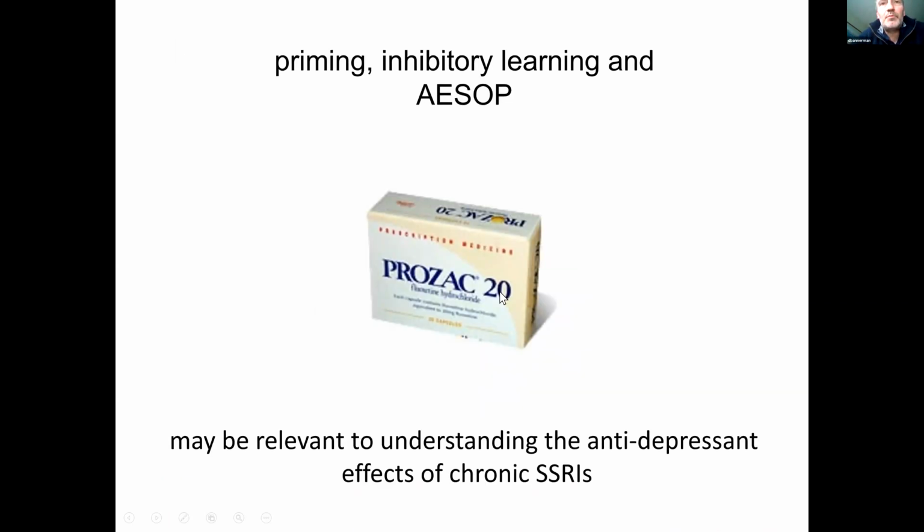And people have argued that extinction and learning about cues that predict that shocks won't happen are examples of inhibitory learning. And we know from SOP and from ESOP that priming promotes inhibitory learning. If you think that something bad might happen and then it doesn't happen, then you will learn about the cues that predict that it didn't happen. And so by boosting priming, maybe we can boost inhibitory learning processes that might underlie processes like extinction.